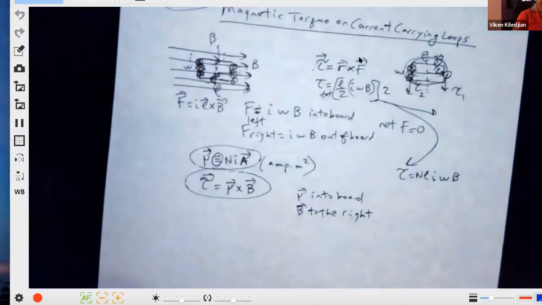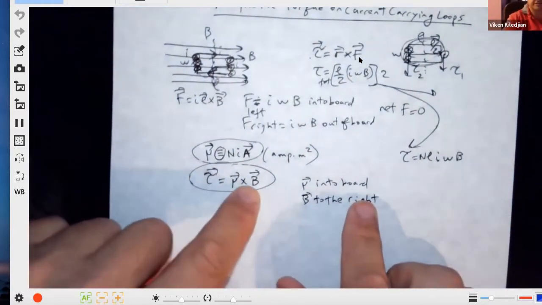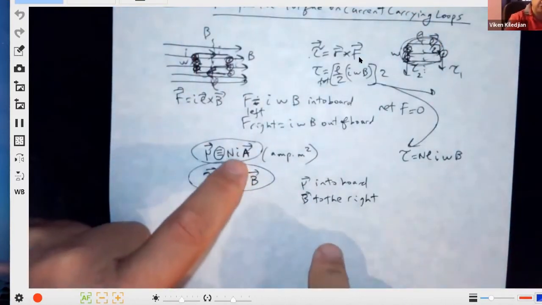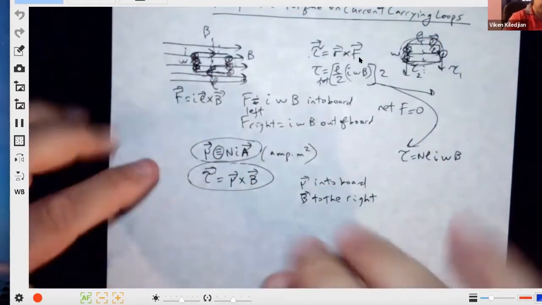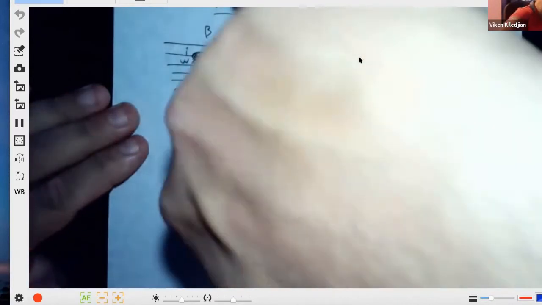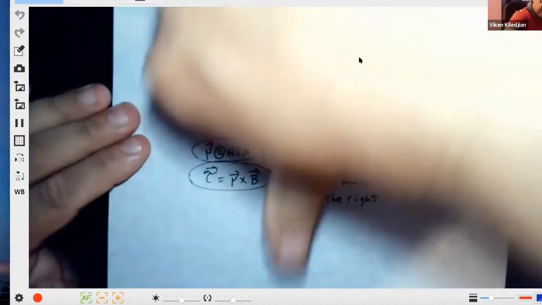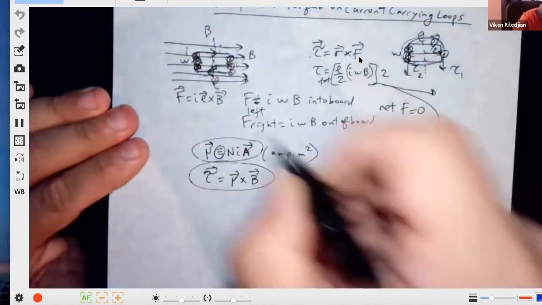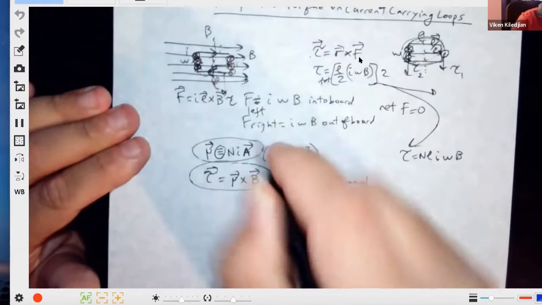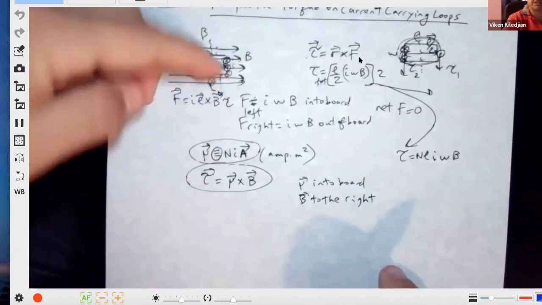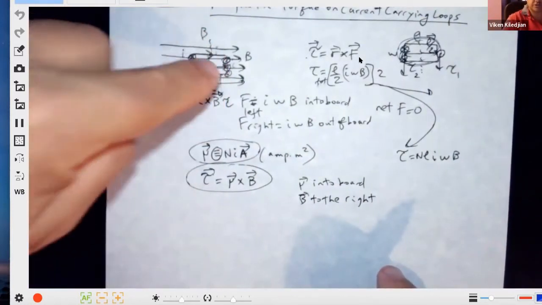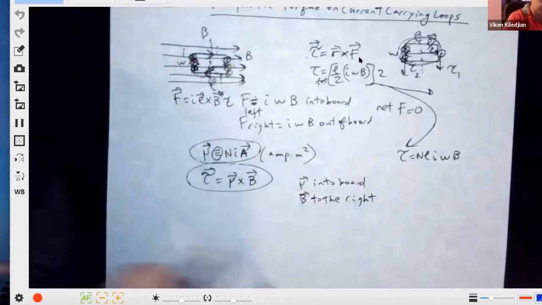So now take the cross product of into the board. So you're doing 2 right-hand rules here to determine this. First, you curl your fingers in the direction of the current flow. Your thumb points in the direction of the mu vector. Then you're taking the mu vector, which is into the board, and then you're crossing it into the B. You know, like this. And then your thumb points in the direction of the torque. Okay, so the torque is down.